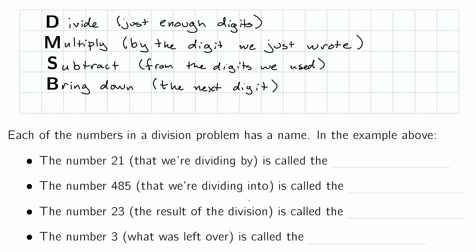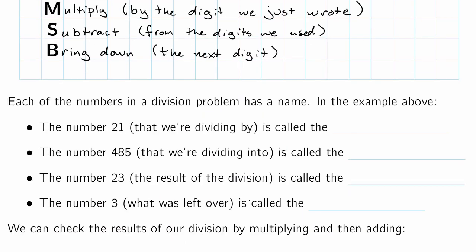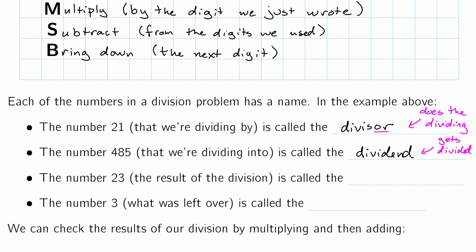Each of the numbers in the division problem has a name. The number we're dividing by is called the divisor. The number we're dividing into is called the dividend. So the divisor is what does the divising. So it has this OR, right? It's the one acting. And then the dividend is what gets divided. And it has this END suffix.